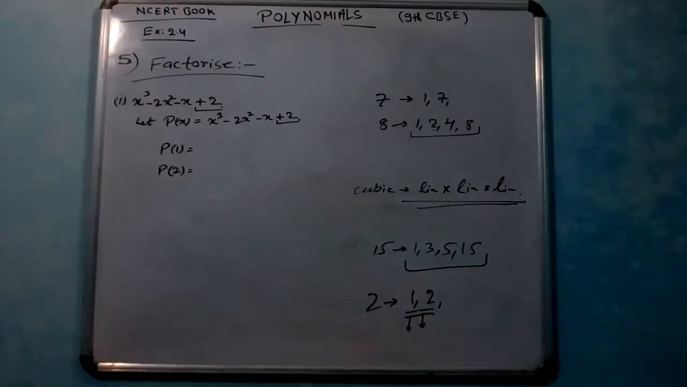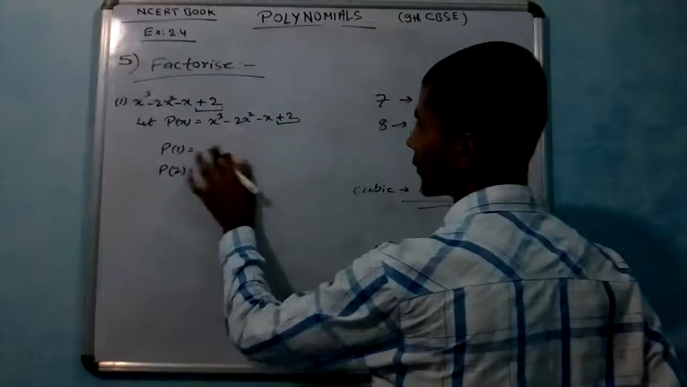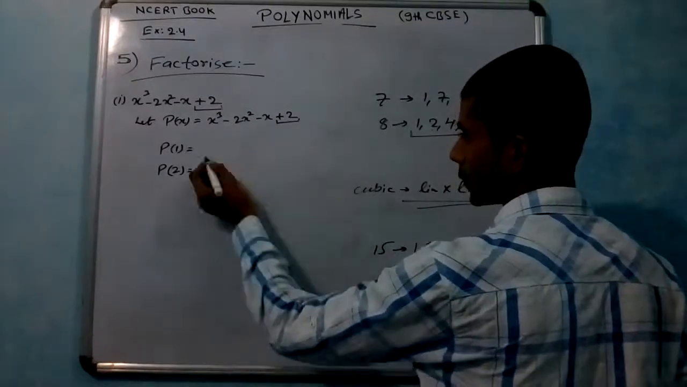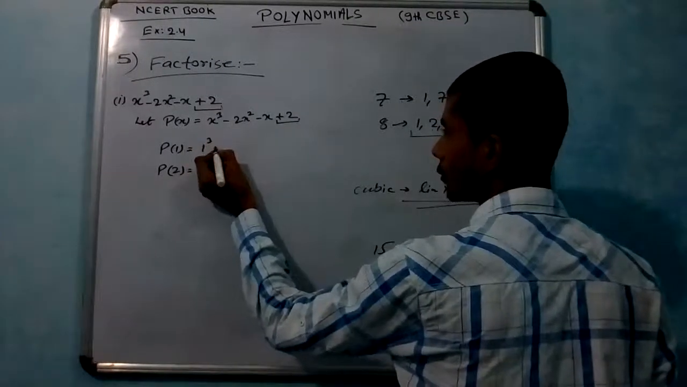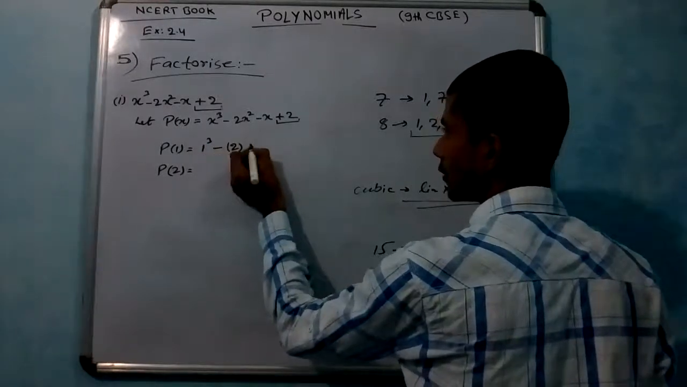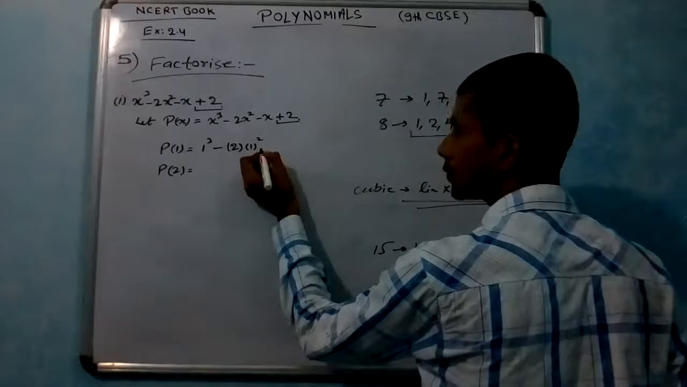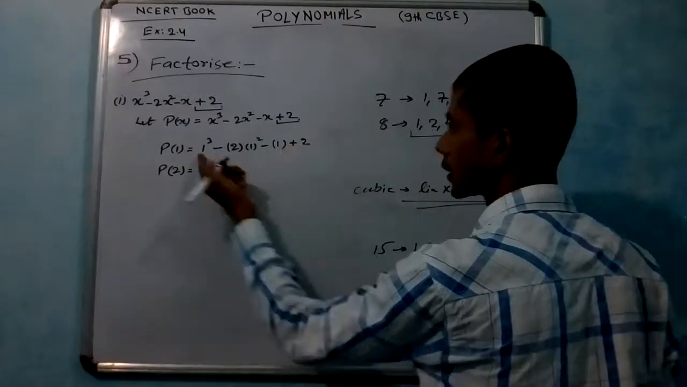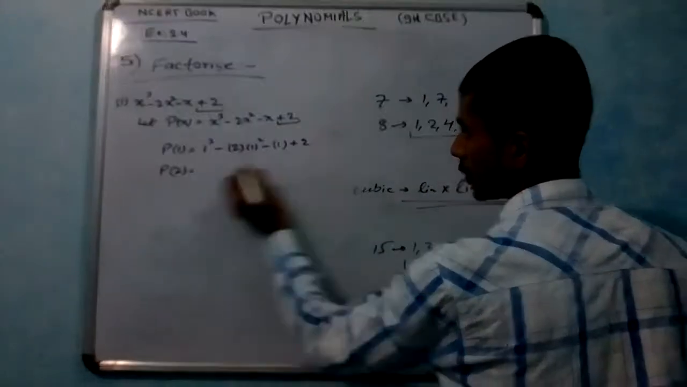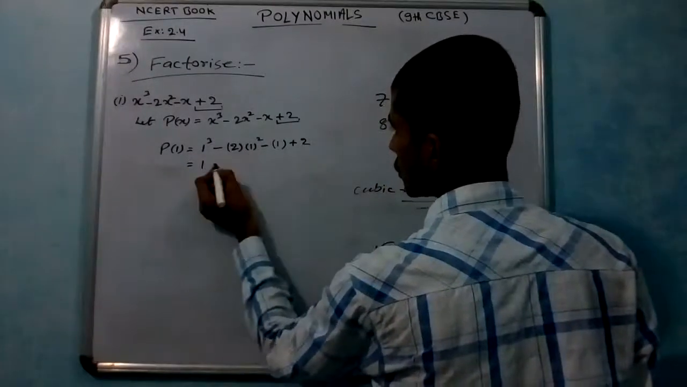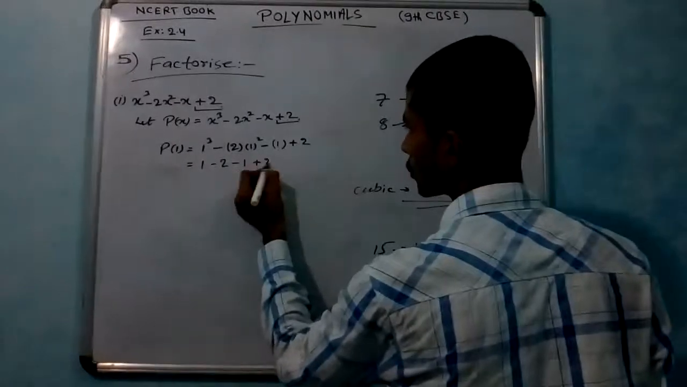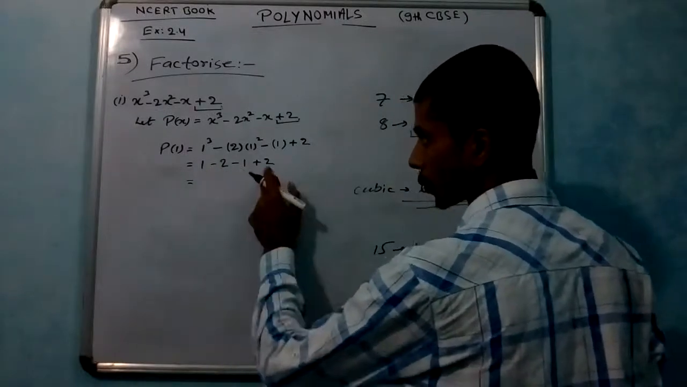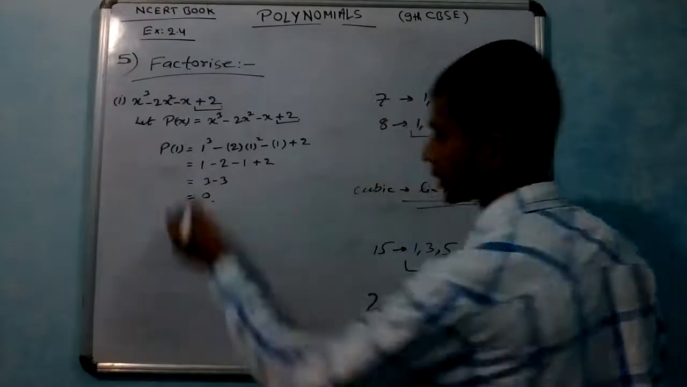So speed is okay. Now tell me for P of 1. P of 1. Come on. 1 cube minus 2, then minus 1 plus 2. Let us check, is it equal to 0 or not? 1 cube means 1, minus 2, minus 1, plus 2. Now tell me, is it equal to 0 or not? 1 minus 2 minus 1 plus 2, that is 3 minus 3, equal to 0. Yes, it's coming 0. We got the 0 of this polynomial.